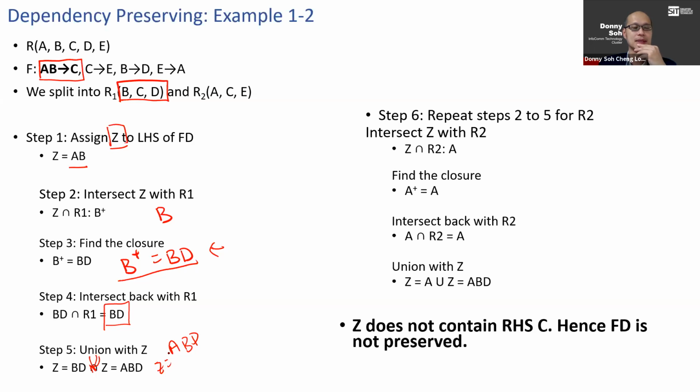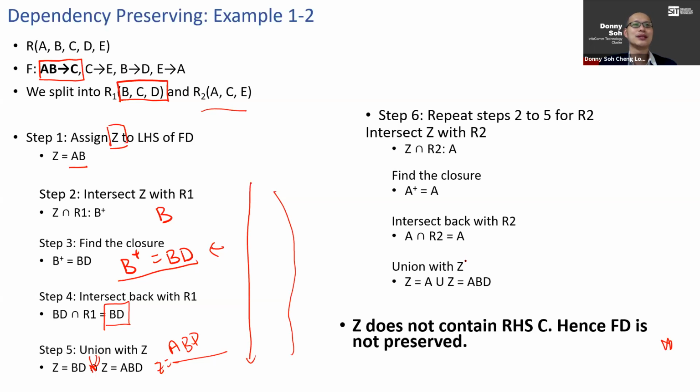The next step is that I have to repeat all this for the other table. So very tiring. I have to repeat all this for the other table. But now my Z is equal to A, B, D. And I have to repeat this entire step for R2.